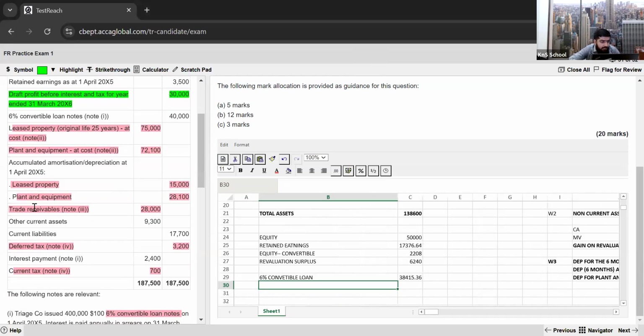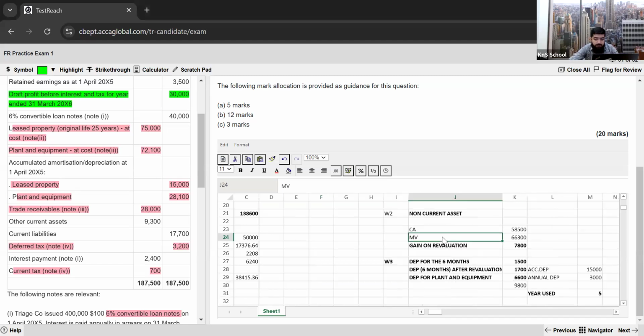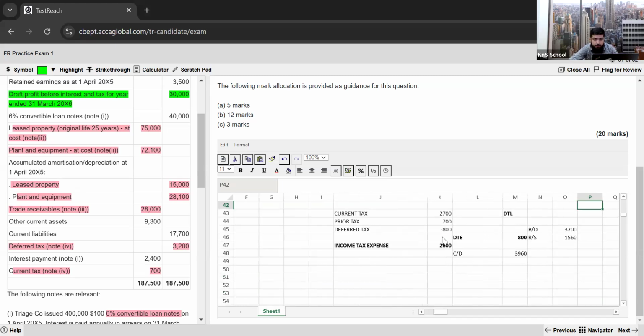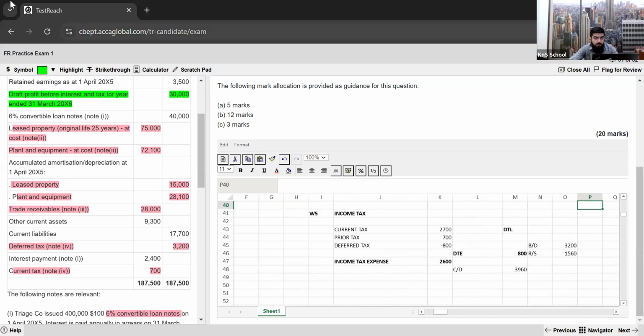No, these are the assets. And then we have current liabilities. Then we have deferred tax liability. Yes, deferred tax. What is going to be the deferred tax liability? Let me show you the working. What will be the amount of deferred tax liability?